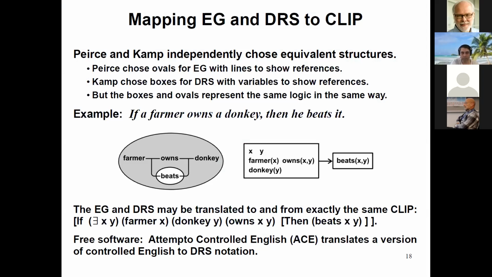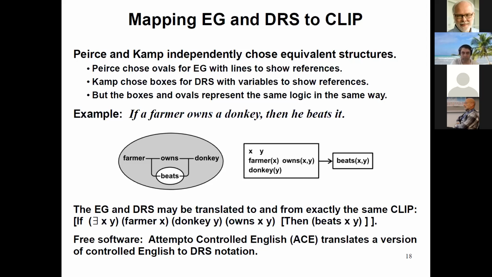And on the left, there's one of Kamp's examples. If a farmer owns a donkey, then he beats it. And what it shows on the left is an existential graph that says it is false that there exists a farmer who owns a donkey and that he does not beat it. Or you can also read that as: if a farmer owns a donkey, then he beats it. That's the representation for if-then.